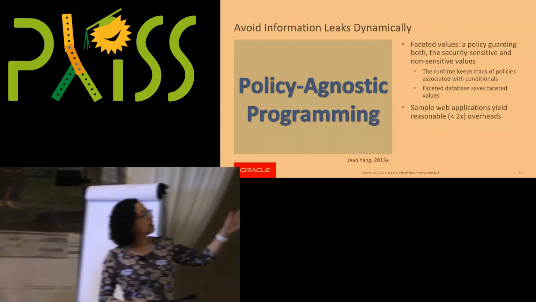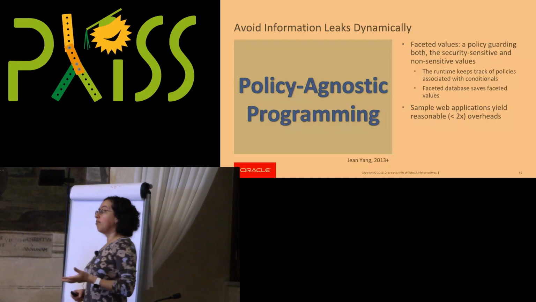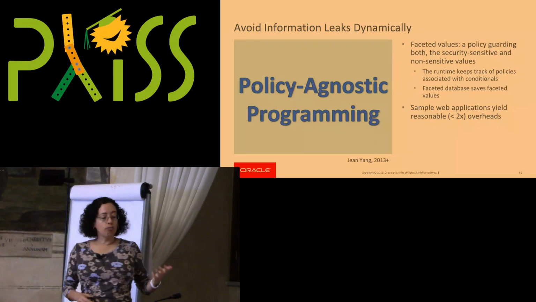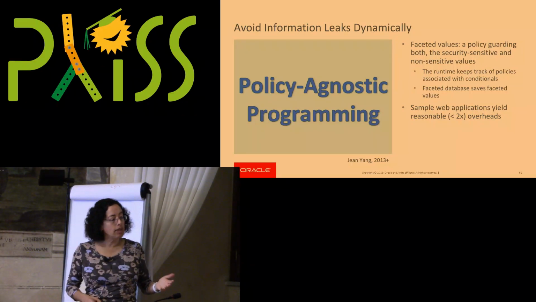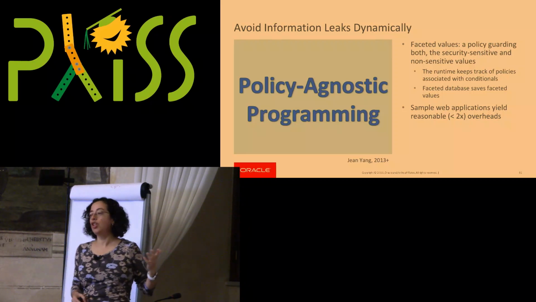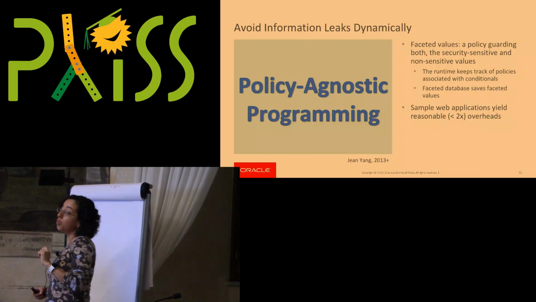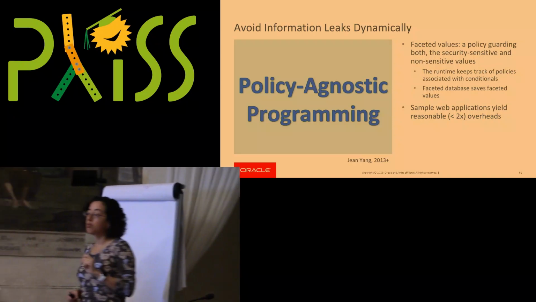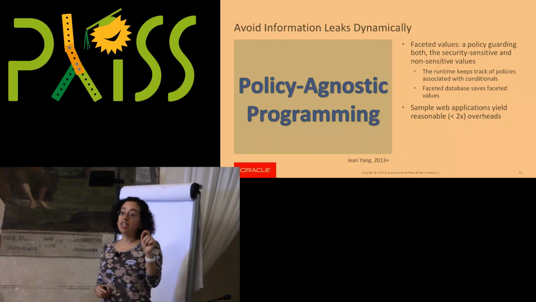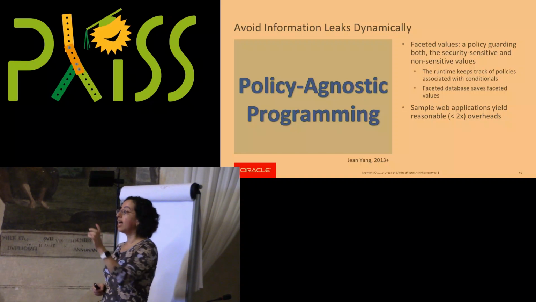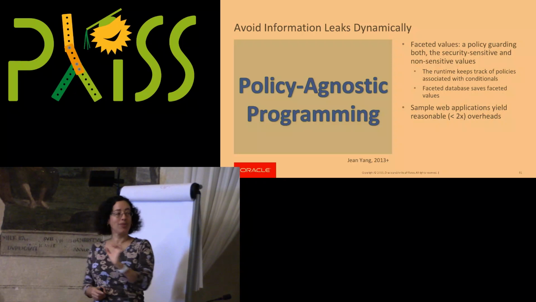Now I'm going to spend a little bit more time talking about the dynamic approach of policy agnostic programming. With this approach, key to it is the concept of faceted values. And what you want to do with faceted values is be able to keep track of your sensitive and your non-sensitive data along with the policy. All of it at the same time, right?